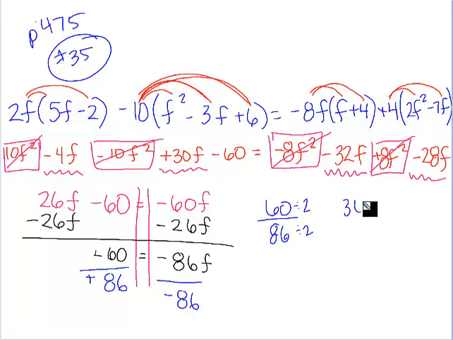That'd be 30. What's 86 divided by 2? 43. Ooh, 43 is a prime number. So that means that this is simplified. 30/43. That's a crazy fraction, but that's okay.